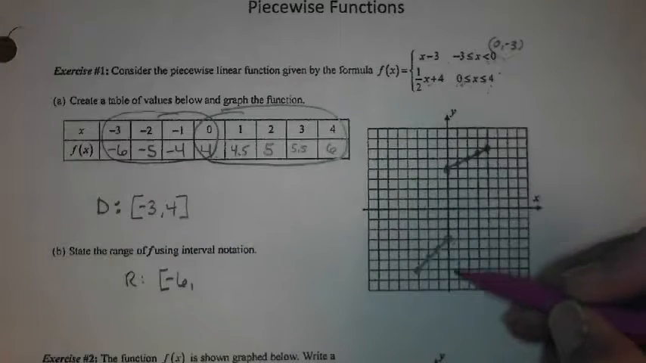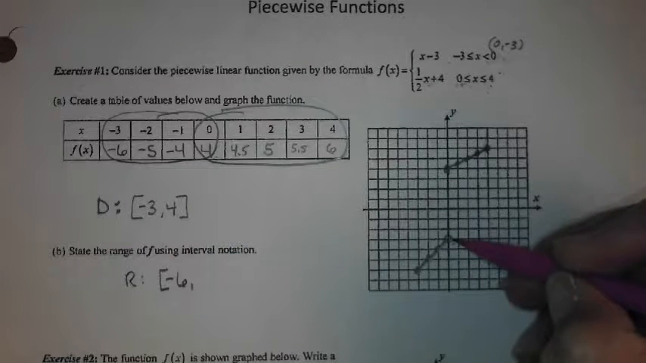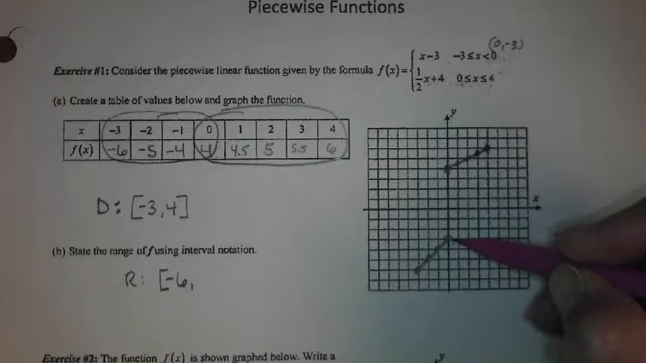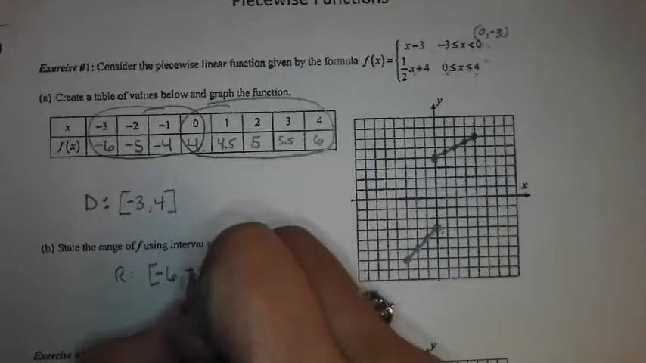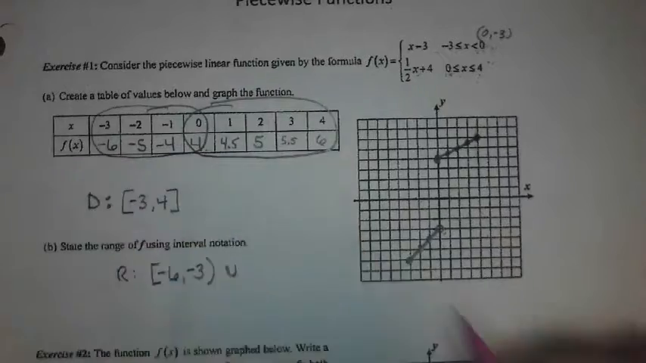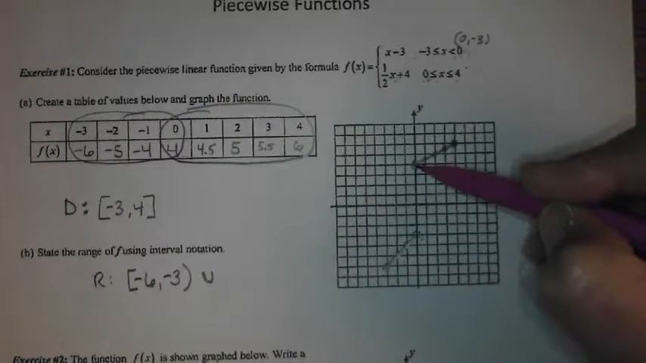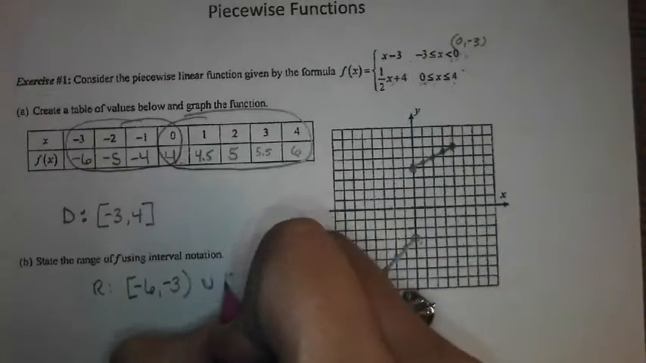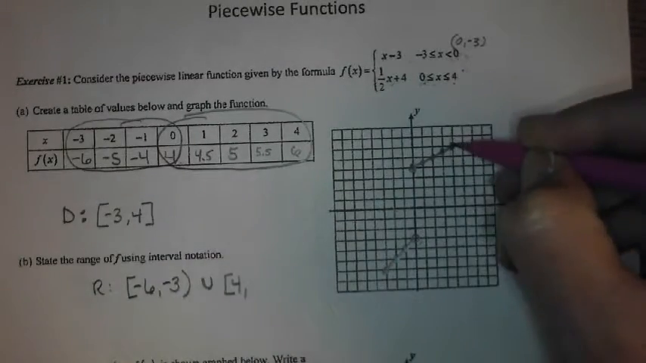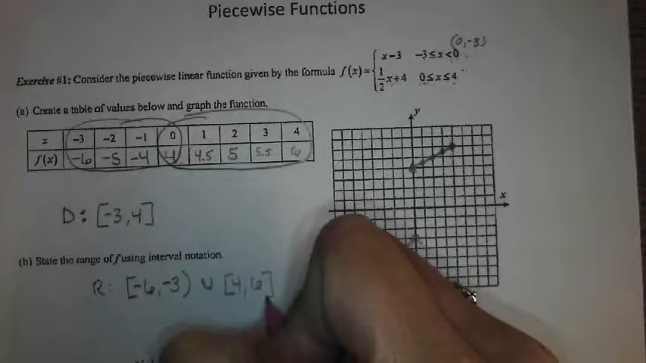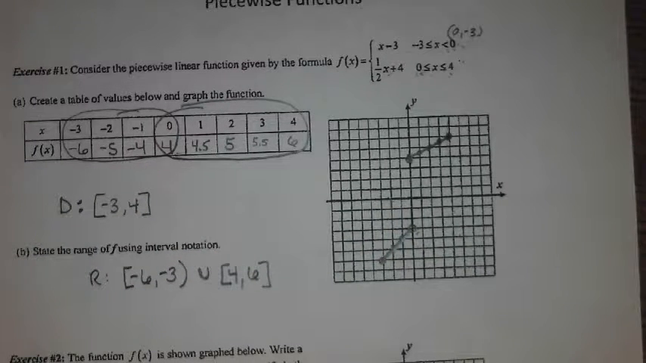Yes. Up until -3. Is that included? No. Good, Mason, because that's an open circle. And then we have to union that with our range up here, which is from 4, that is included, to 6, that is included. Does this make sense? Okay?